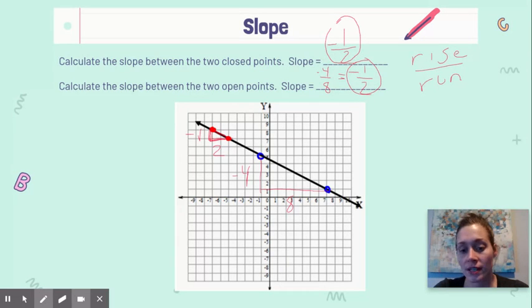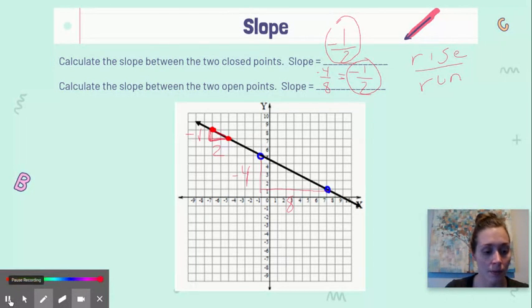So when we're calculating slope, it doesn't matter what 2 points on the line we use. We can pick any 2 points on the line we want to find our slope. It'll be the same as if everybody else in your class picked a different 2 points. We should all arrive at the same answer. Okay, so let's look at another example.